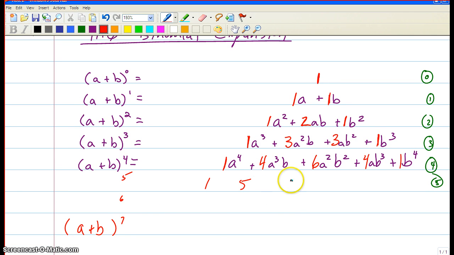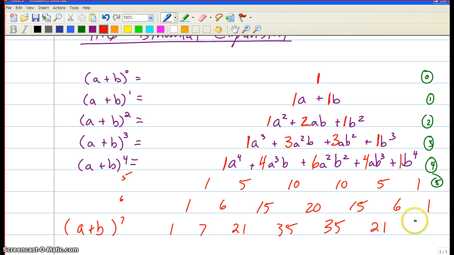So right now 4 plus 6, that's going to be 10 there. Then we go 4 plus 6 again, it's going to be 10. 4 plus 1 is going to be 5, and then it's 1 at the end. Okay. And we keep going. We got 2 more rows to do until we get to the 7th row. 1 plus 5 is 6. 5 plus 10 is 15. 10 plus 10, 20. 10 plus 5, 15. 5 plus 1, 6, and 1. And we can keep going. 1, 7, 21, 35, 35, 21, 7, 1. And that winds up being our 7th row.